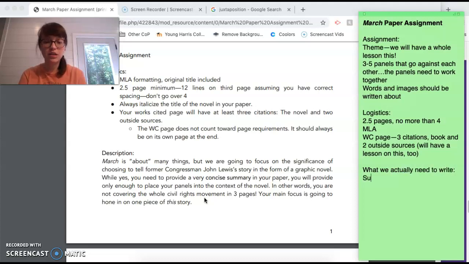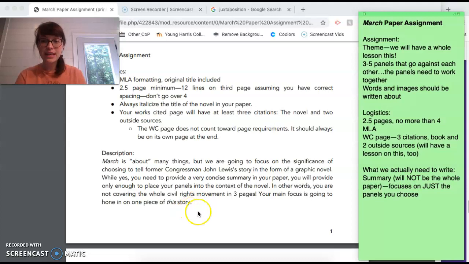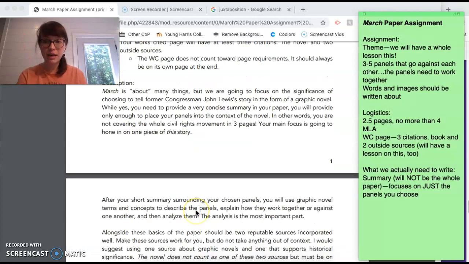So we will have a summary, but it will not be the whole paper. This is not a book review. This is not just a retelling of the entire book. You are focusing your summary on just the panels you choose. You're not covering the whole civil rights movement in 3 pages. The main focus hones in on just one piece.